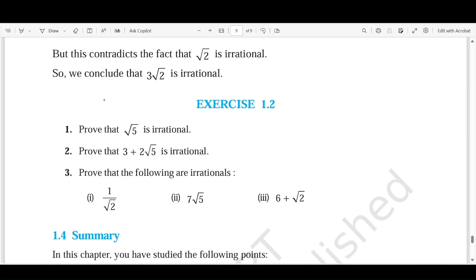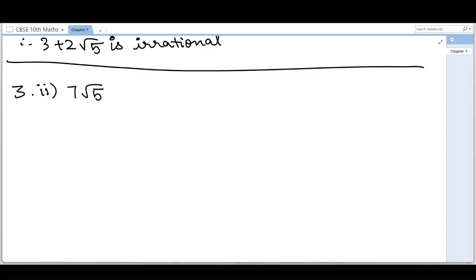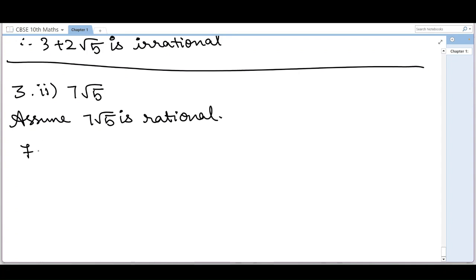Second problem, 7 root 5. In a similar way, we can assume that 7 root 5 is rational. So 7 root 5 can be written as a by b. Then root 5 can be rewritten as a by 7b. a and 7b are all integers, therefore the numerator is an integer, 7b is again an integer, and a and b remain co-prime.